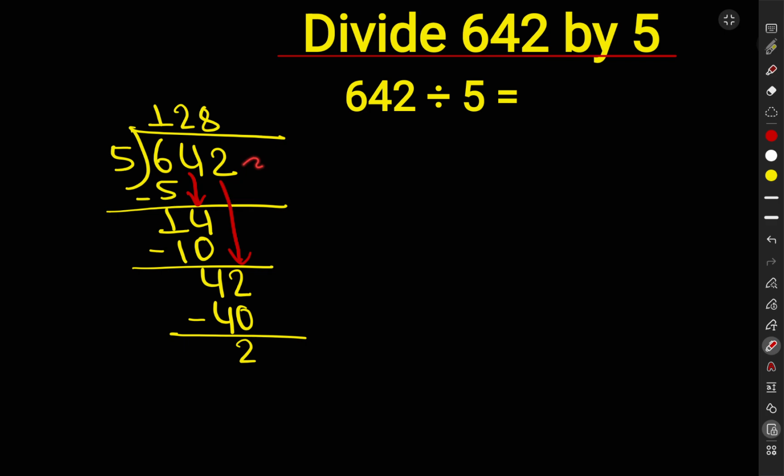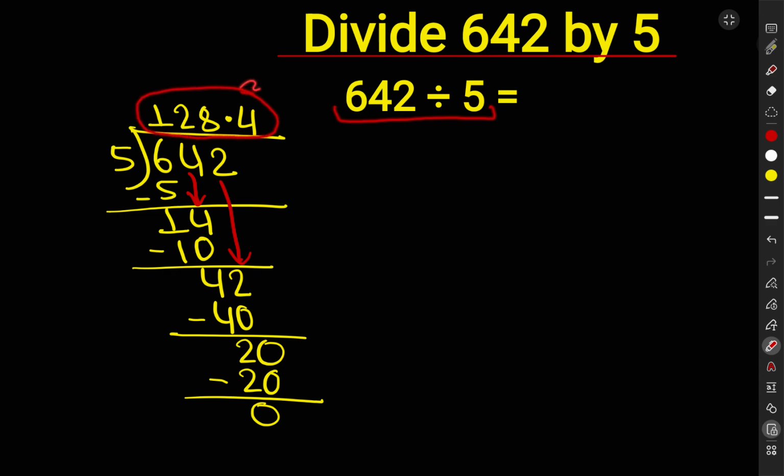So now we have no other number to put down. So we take a decimal here, so that we put 0. So it is 20 and 5 times 4 is 20. On subtracting we get 0. So 642 divided by 5 is 128.4.